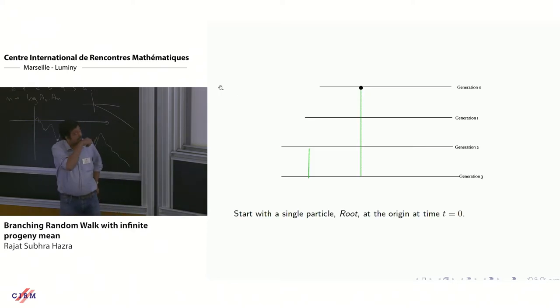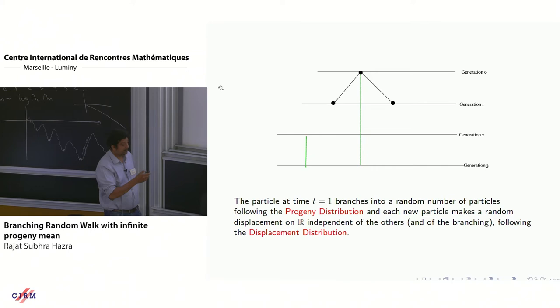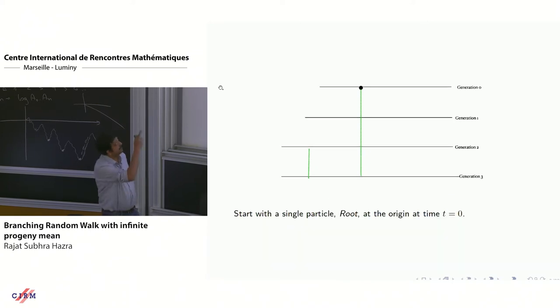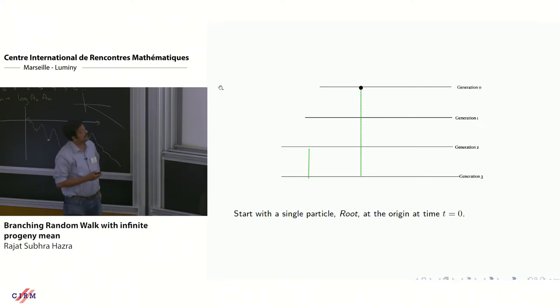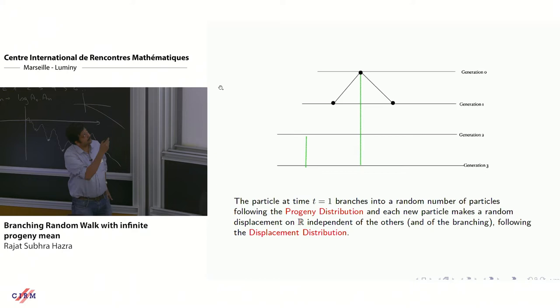Let me tell you briefly about the branching random walk mechanism. You think of these straight lines as copies of the real line. You start with one particle, which is the root, the dot pointed there. I'll tell you what these green lines are. At time t equals 0, you have just a single particle, this point. Then this point splits up into some number of particles. Here in the picture you see only two particles, and they are displaced. I put the green line to make sure you understand that there is a displacement from the original place where this single particle was.